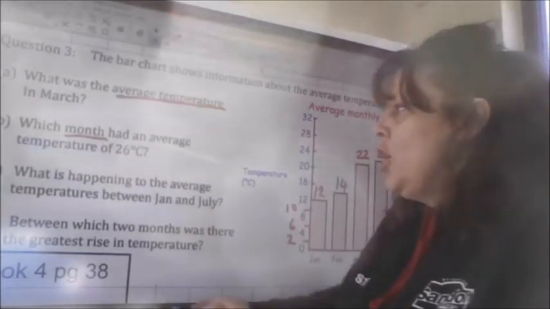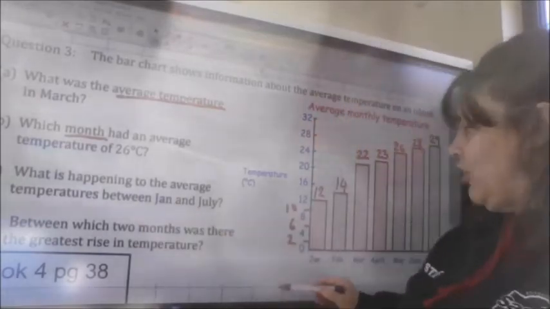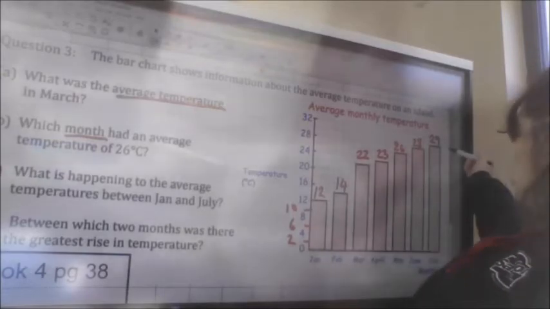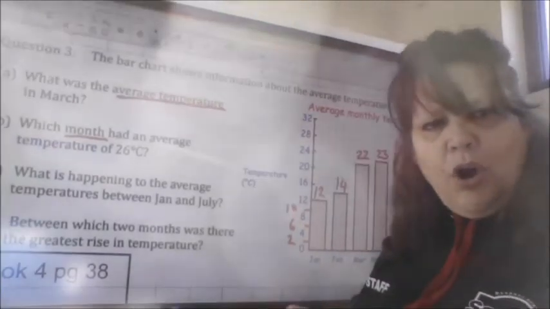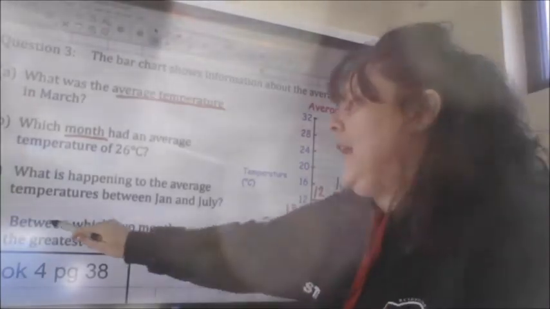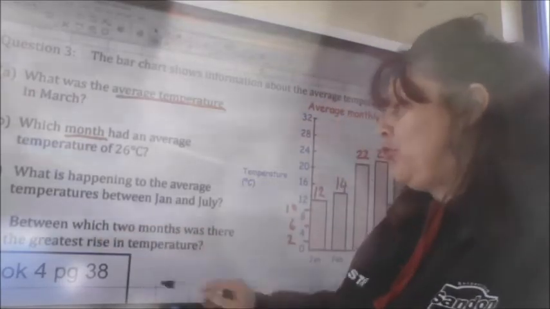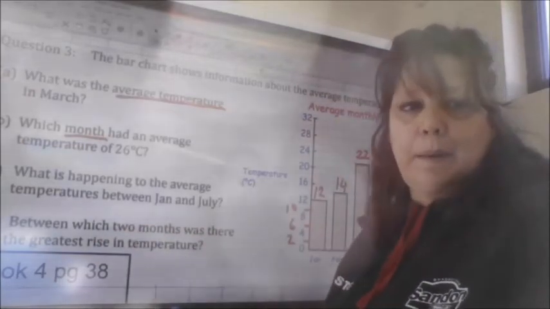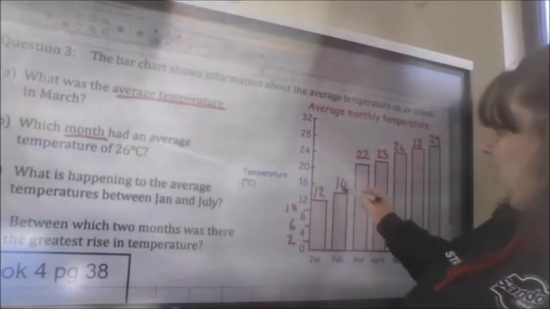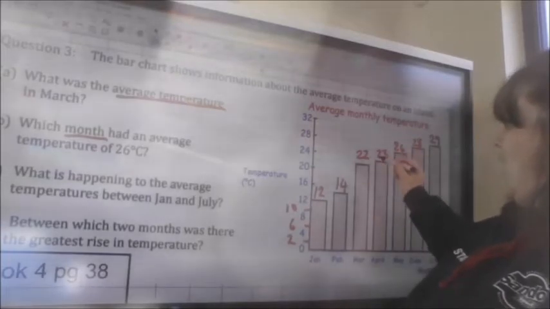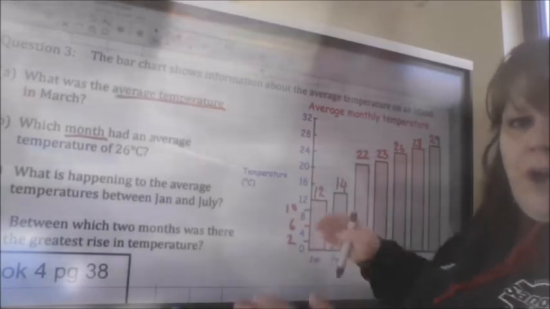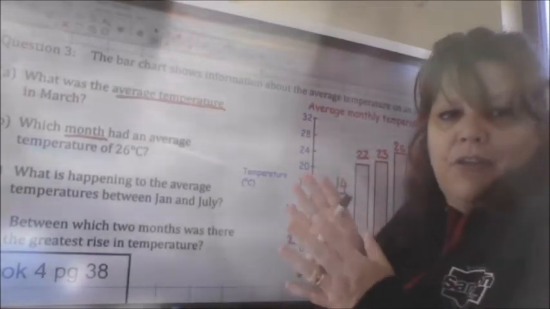Okay. So what is happening to the average temperatures between January and July? So what's happening to them? So we start off at 12 and we end up in July at 29. So how would you explain that? That's an explanation one, okay? And then here, between which 2 months was the greatest rise in temperature? So have a little look. So you're working out the difference between them and have a little look. Where's the biggest rise of temperature? Where is the difference bigger than the others?